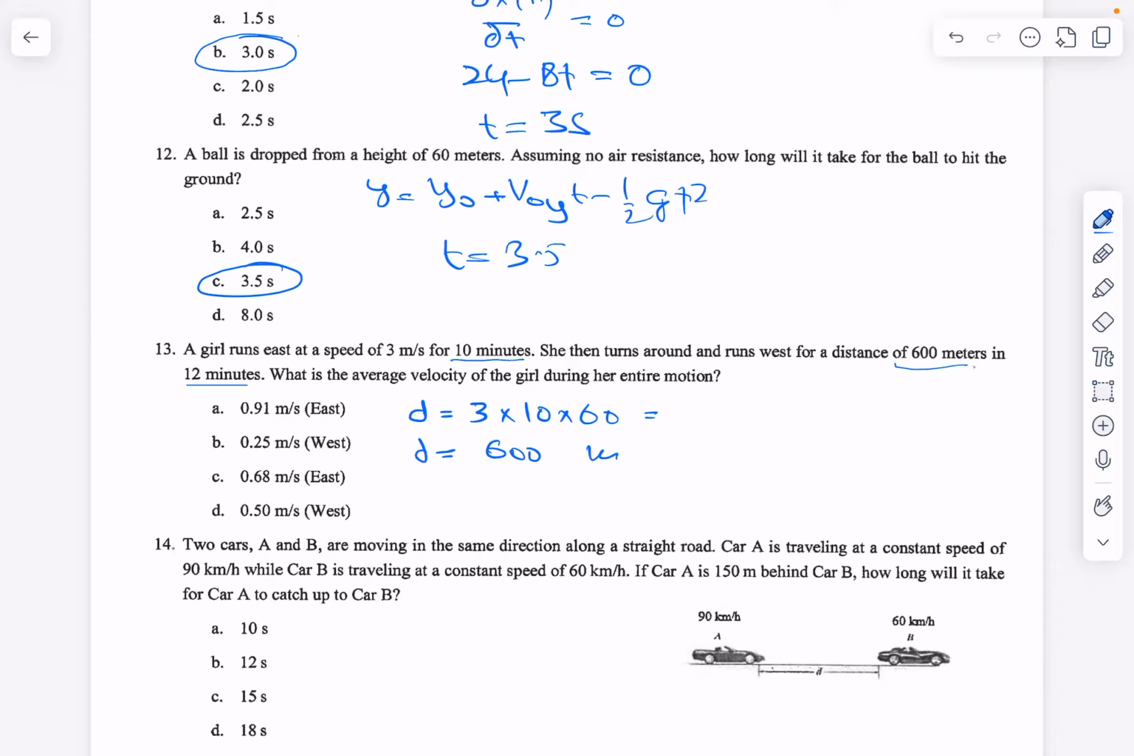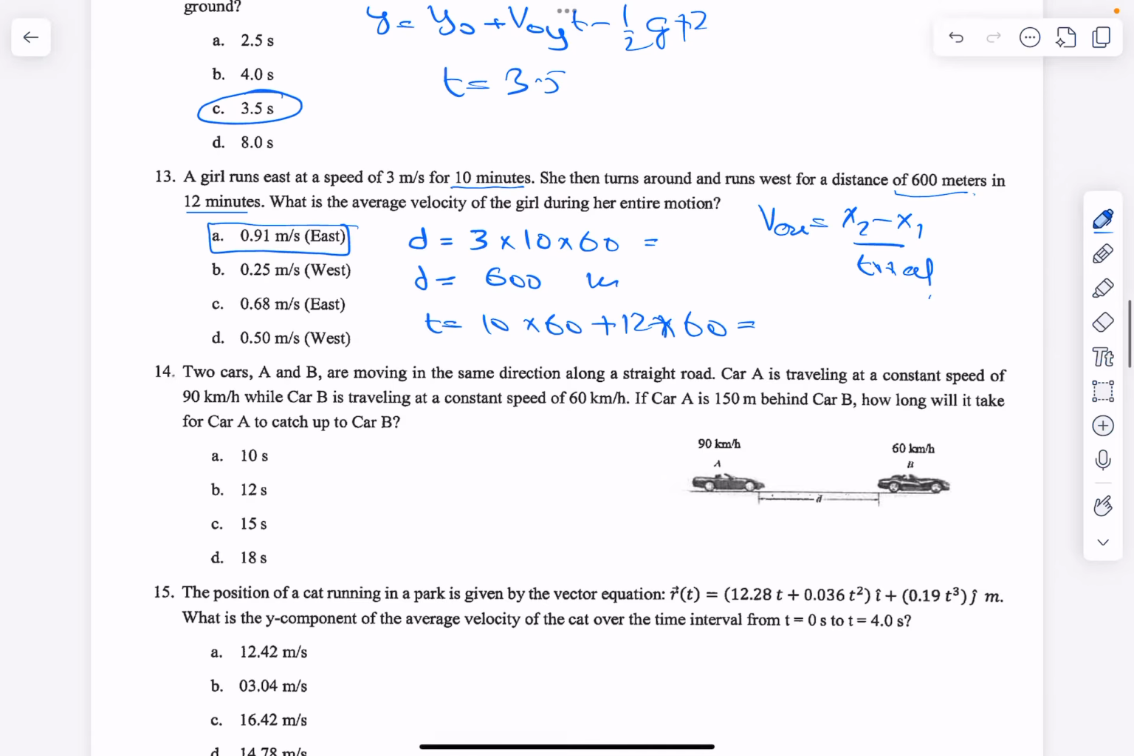So the total time is 10 multiplied by 60 plus 12 multiplied by 60, so the total time we will get, and then the average velocity is nothing but x2 minus x1 over the total time. So when we substitute these values into it, we will get 0.91 meters per second east.